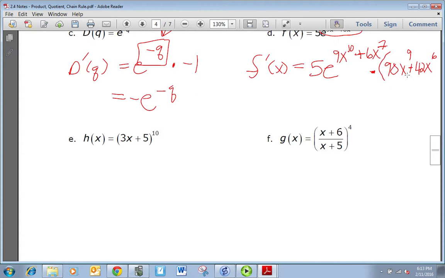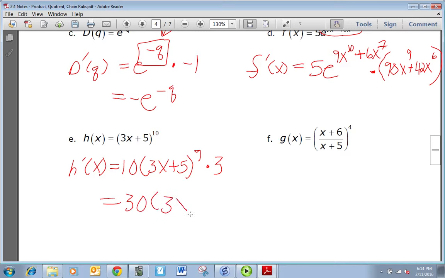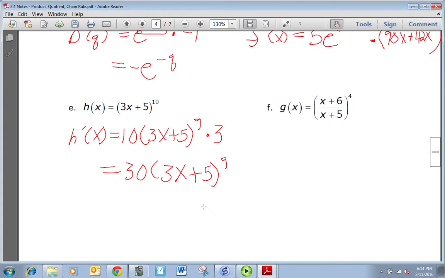Alright, and I'm going to just put this in parentheses so it's clear. h of x is equal to (3x plus 5) to the 10th. So h prime of x is going to be 10 times (3x plus 5) to the 9th, and then times 3. So it's easy to combine the 3 and the 10 and get 30. Combine, I mean multiply. So 30 times (3x plus 5) to the 9th power. And g of x, we've got the quantity (x plus 6) over (x plus 5), all to the 4th power.